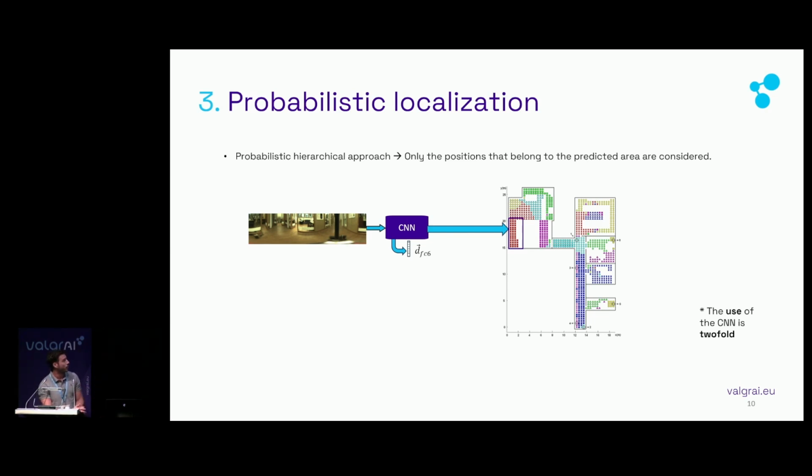The use of this CNN is twofold. We are using the CNN to know the most probable area, but at the same time we are obtaining a holistic descriptor that we use for the localization task.